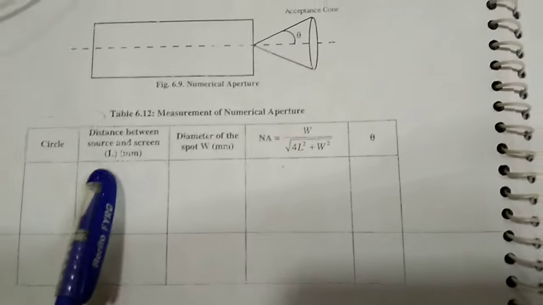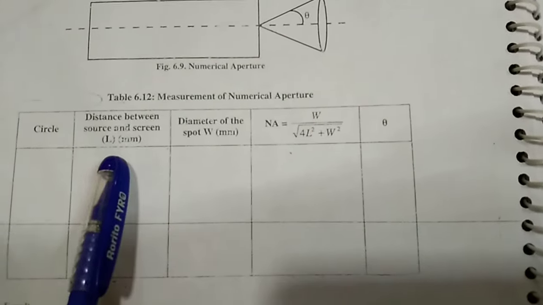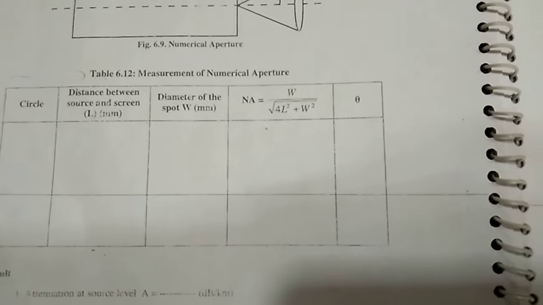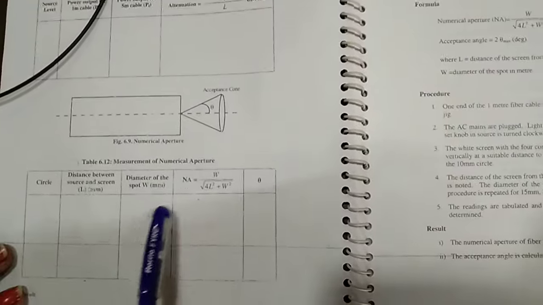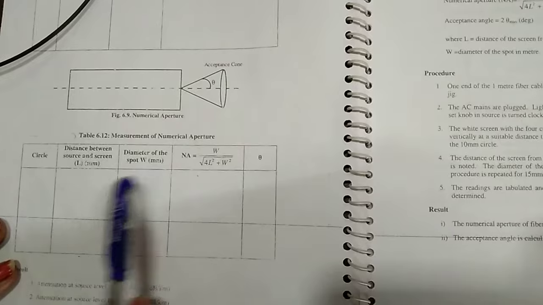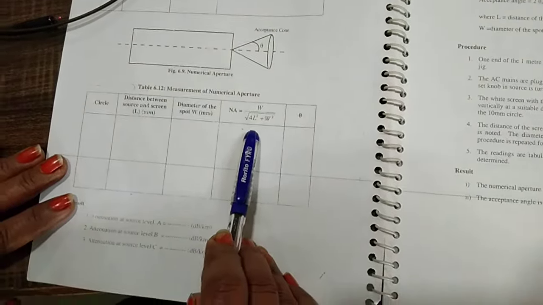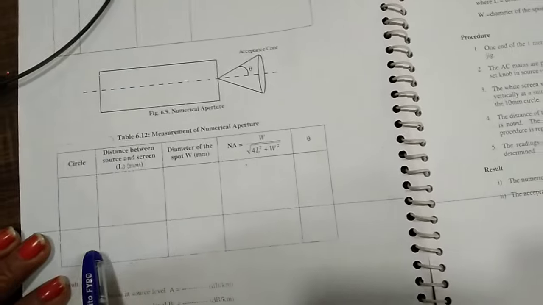So we have 1.2 centimeter, the distance between the source and the screen. This distance we have taken; this was the source and this is the screen. So that is 1.2 for which circle? For the 10 millimeter. And then we will substitute the values of L and W in this formula, that is the numerical aperture formula. This has to be done for 3 circles, 10, 20 and 30 diameter circles.